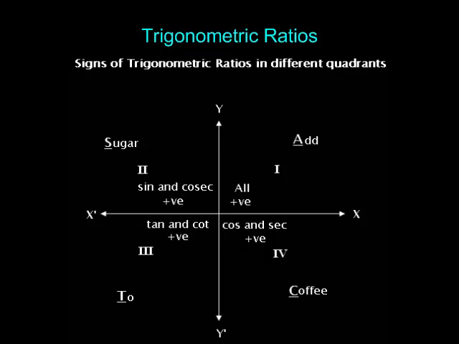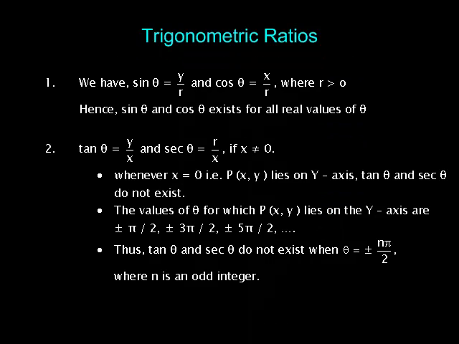The positive ratios may be remembered by associating the first letter of the words add sugar to coffee with all, sin, tan and cos respectively, and assigning a positive sign in the serial order of the four quadrants. We have sin theta equal to y upon r and cos theta equal to x upon r, where r greater than 0. Therefore, sin theta and cos theta exist for all values of theta.